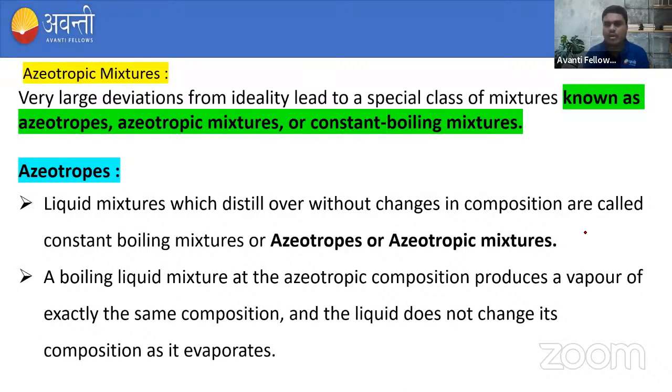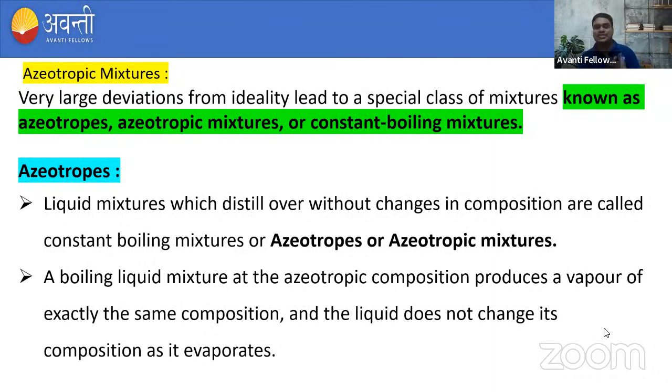So this is all about the positive and negative deviation. Now let's see one important thing: azeotropic mixture. Yes, sir. Okay, very good. So what is an azeotropic mixture? Listen carefully. What do you mean by this term azeotropic mixture?